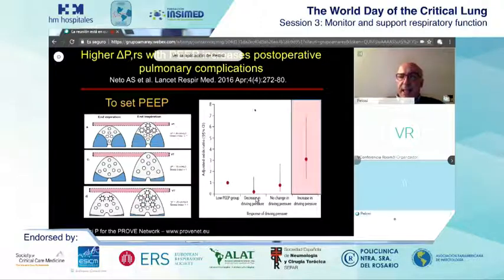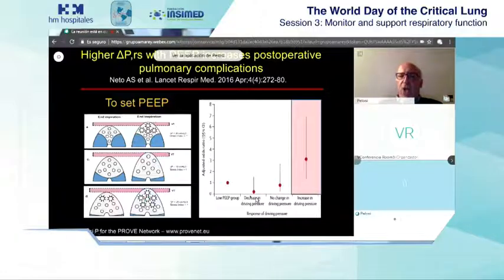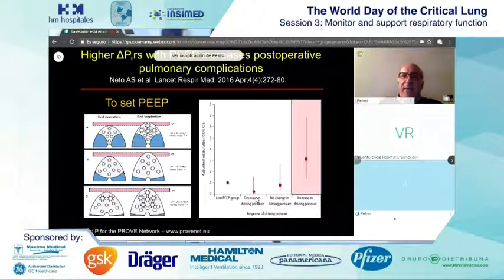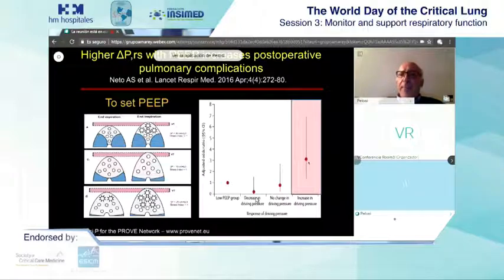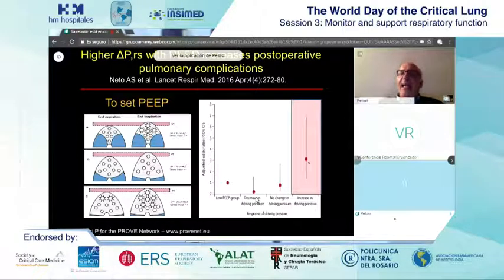As you can see here, this is the risk to develop pulmonary complications in patients treated with relatively low PEEP during surgery. When PEEP was applied and driving pressure decreased, there was no significant improvement in the outcome of these patients in terms of observed pulmonary complications. And the same when driving pressure did not change. However, when the PEEP applied was associated with an increase in the driving pressure, we observed a major increase in the risk, three times more, to develop postoperative pulmonary complications.